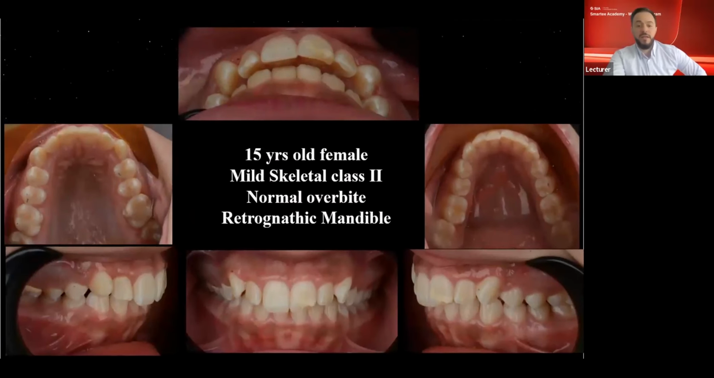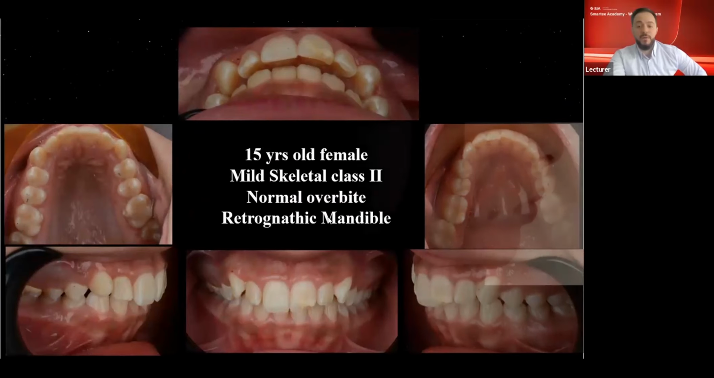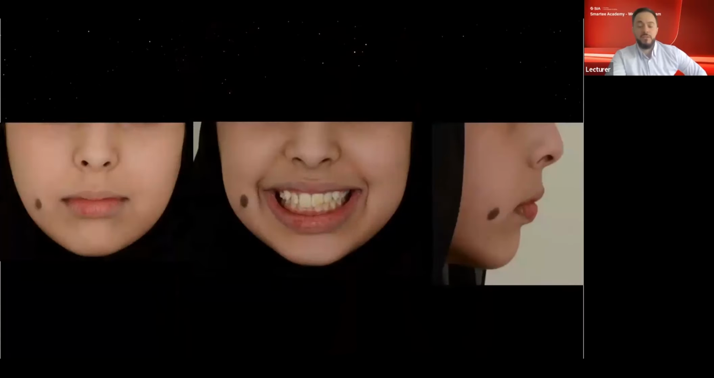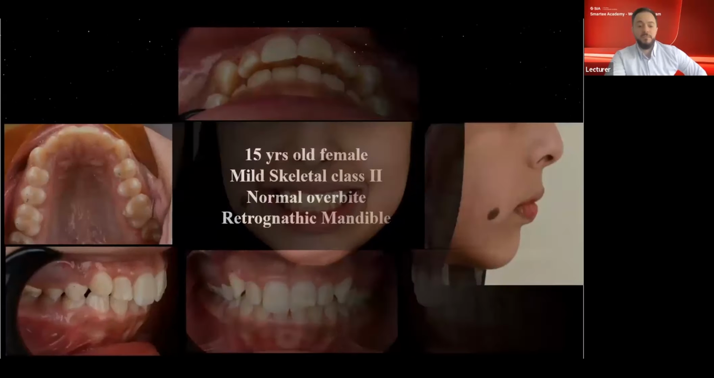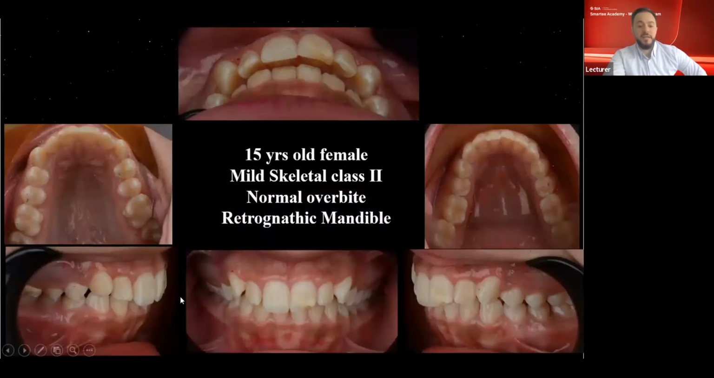Okay, this is the final case of a 15-year-old female. She has a mild skeletal class 2. She has a normal overbite and a retrognathic mandible. By looking at the profile of this patient, she has a very acceptable profile. She has class 2 molar and canine. The upper incisors are more or less upright, and we have an increased overjet.